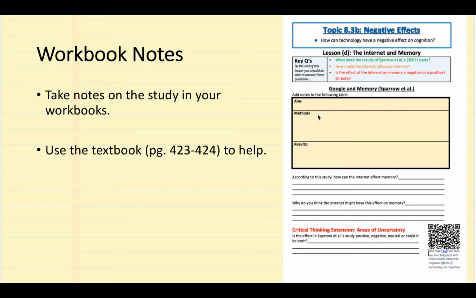And then there's space for them to look at the Sparrow et al. study, right? So write down the method and results. The details are in the textbook. And they can be considering how the internet might affect memory and looking at these questions. So this is the formative work here.